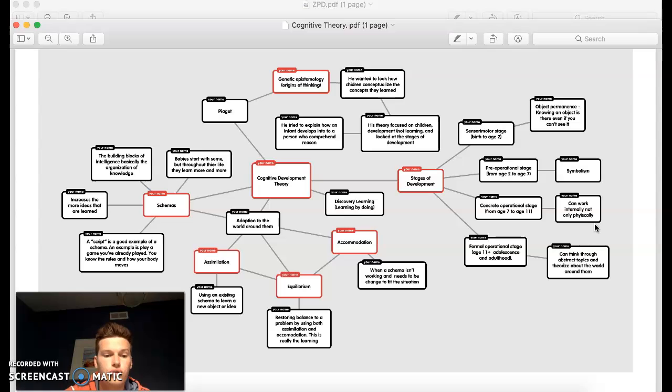And so also added to this is trial and error. At this stage, people can learn how to use trial and error to learn things, which is really important.